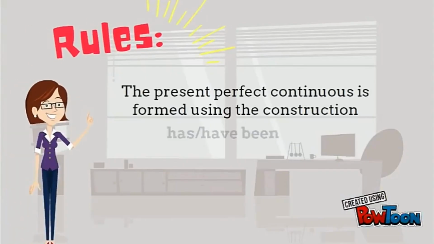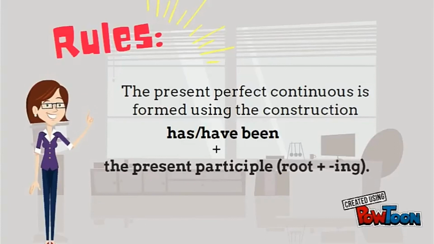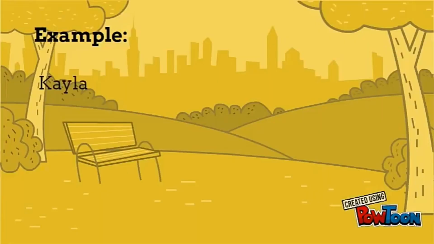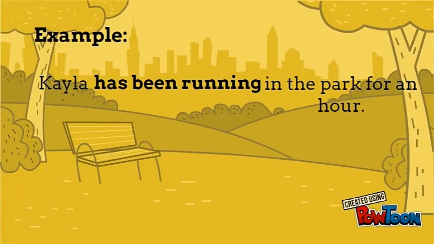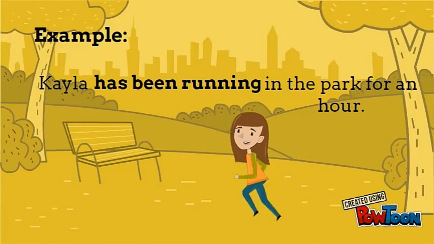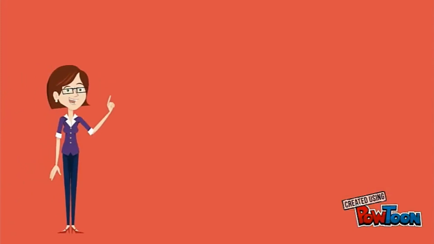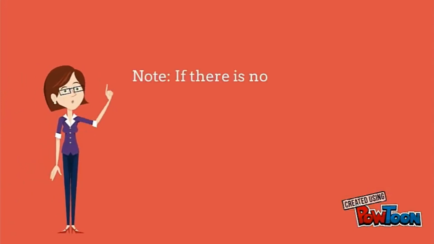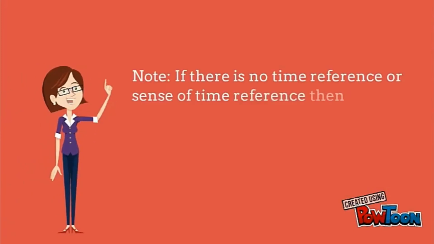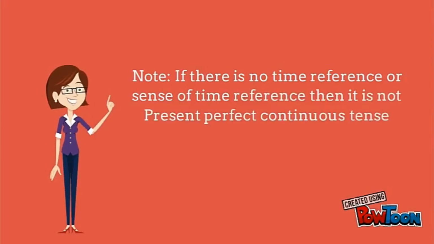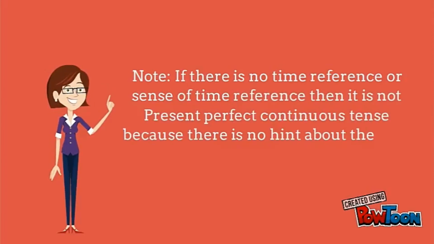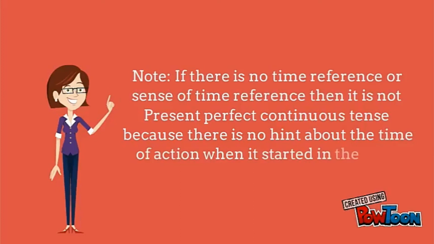Rules. The present perfect continuous is formed using the construction has or have been plus the verb's first form and ing. Another example, Kyla has been running in the park for an hour. She started running in the past and it is still going on in the present. So here, if there is no time reference, then it is not present perfect continuous tense, because there is no hint about the time when the action started in the past.